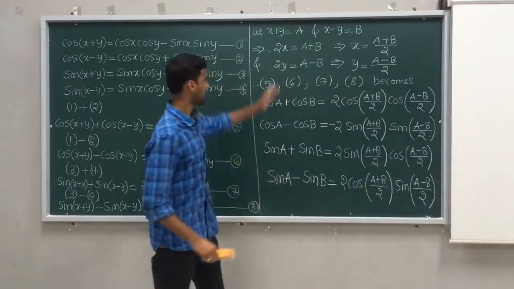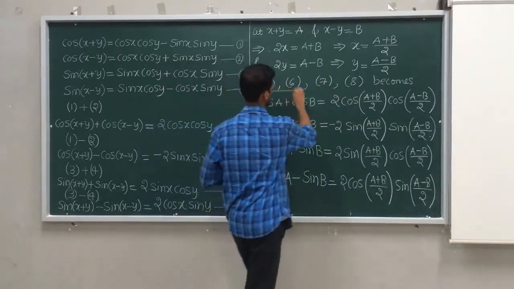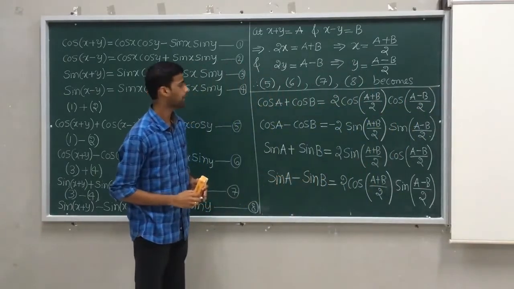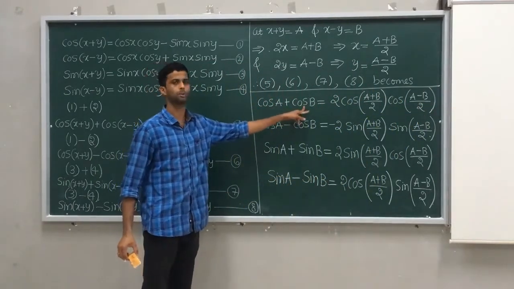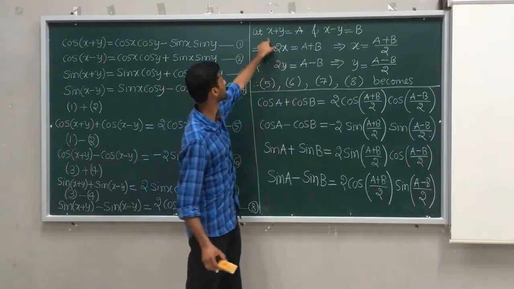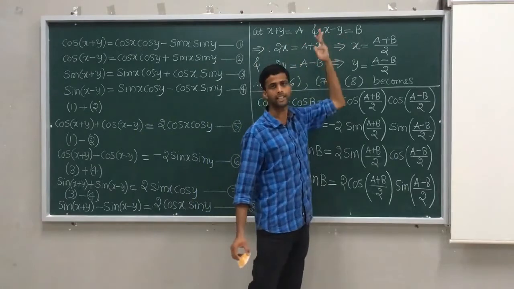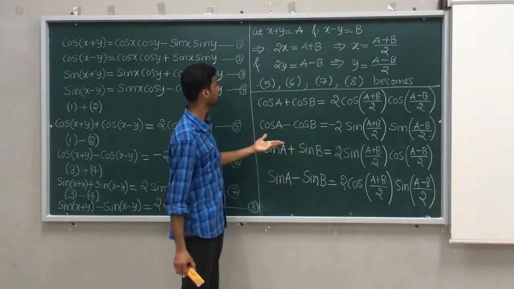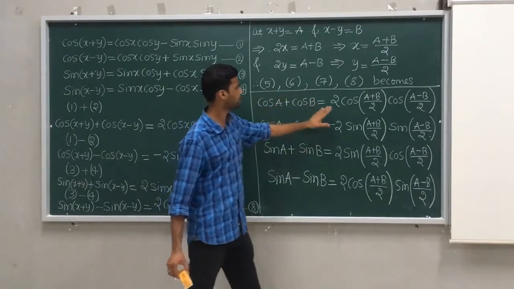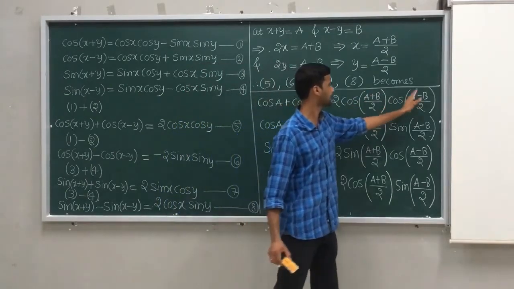So these are the formulas of greater importance to solve upcoming problems. Therefore, cos a plus cos b. In some textbooks they have given cos c plus cos d, meaning they have taken x plus y as c and x minus y as d. It's your wish. Sometimes they have taken x and y, but better you take a and b. Therefore, cos a plus cos b is 2 times cos a plus b by 2 cos a minus b by 2.